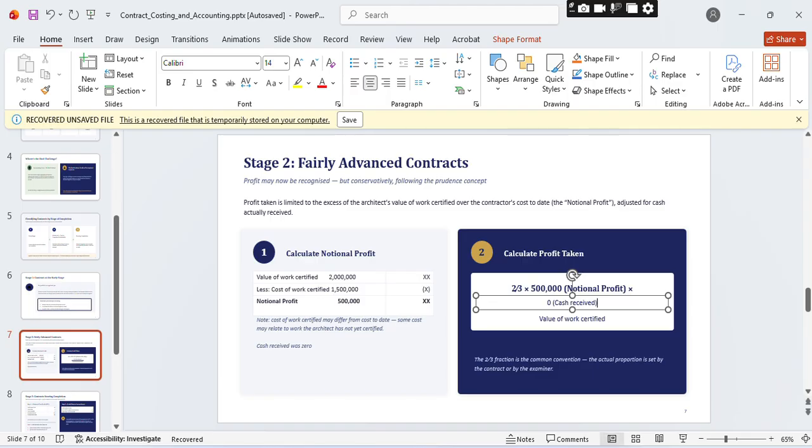So our cash received is zero. And what's the value of work certified? Okay, so the value of work certified in this case, from what we have in the question, is 2 million naira. 2 million naira as the value of work certified.